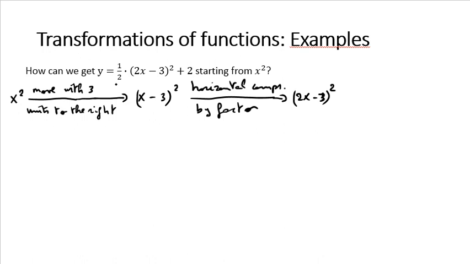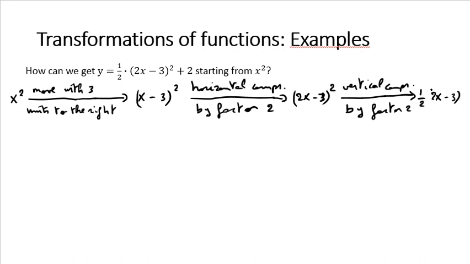Okay. Then I want to get the 1 over 2 here. So then we have to do our function (2x minus 3) to the power of 2 times 1 over 2. So we have to divide it by 2. And that is a vertical compression by factor, here it's by factor 2, and here it's also by factor 2. And then we get 1 over 2 times (2x minus 3) to the power of 2.